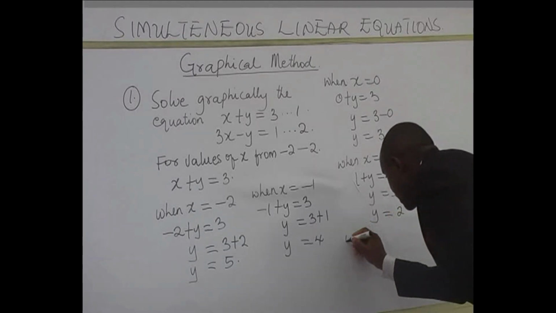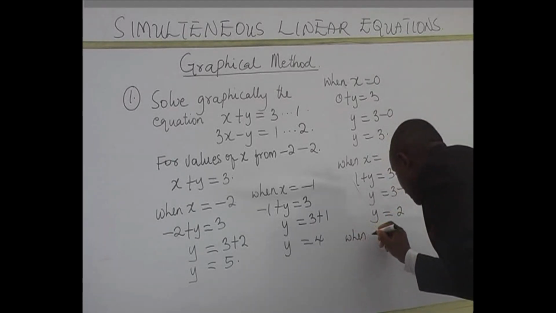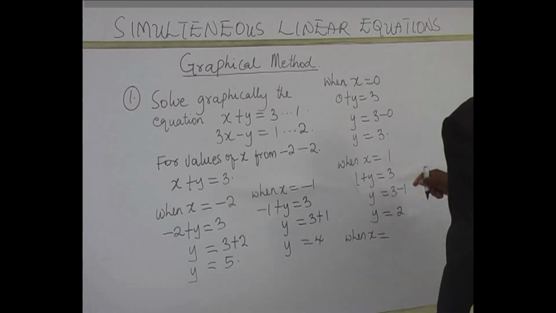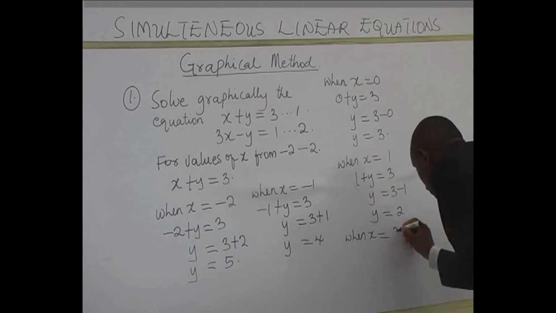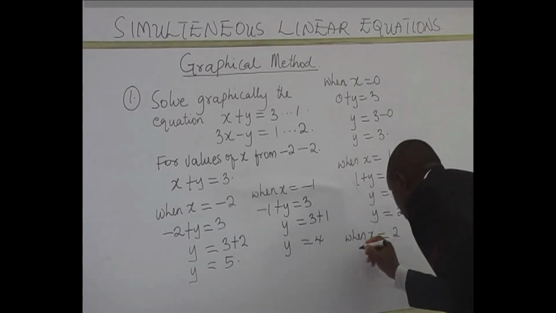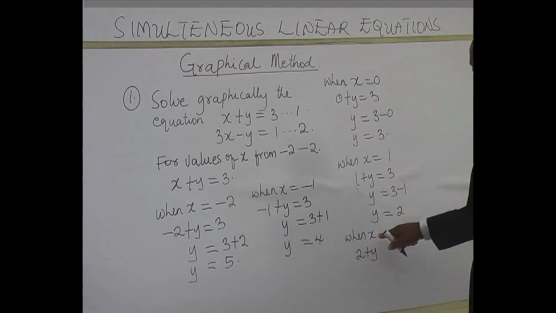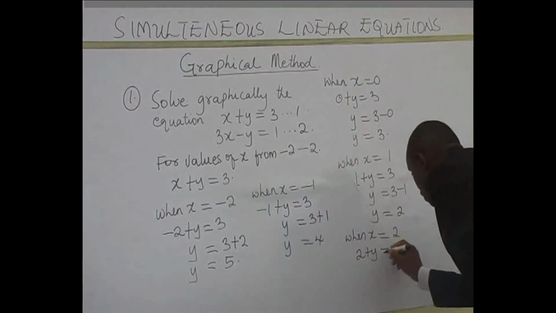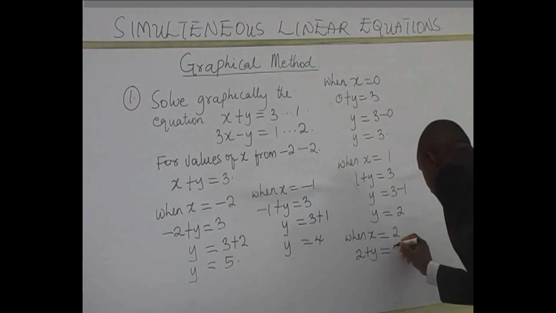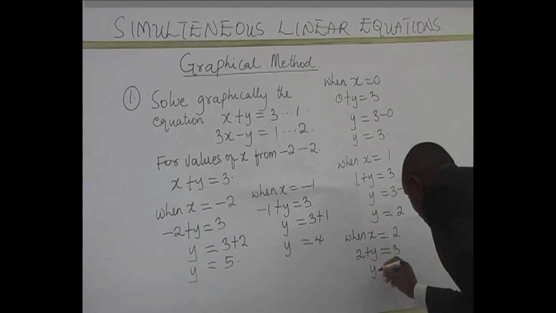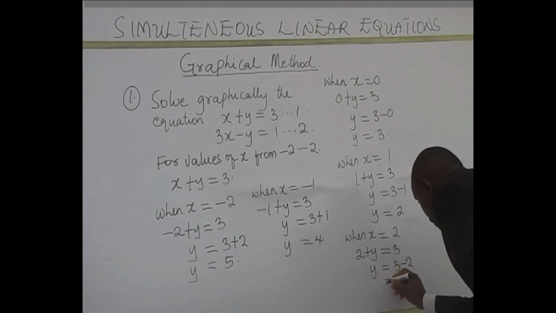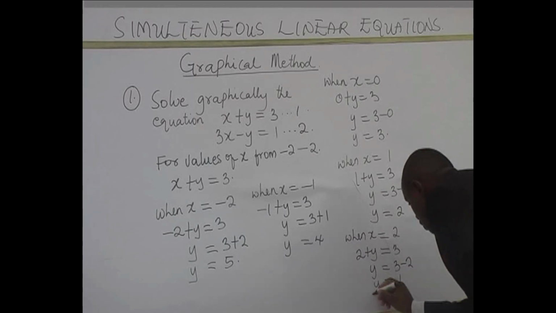The next one is when x is equal to, after 1, the next number is 2. When x is 2, we are going to have 2 plus y, and substituting the value of 2 for x in the equation is equal to 3. That means y is equal to 3 minus 2. That means y is equal to 1.